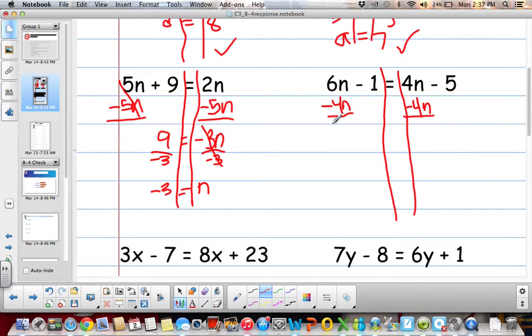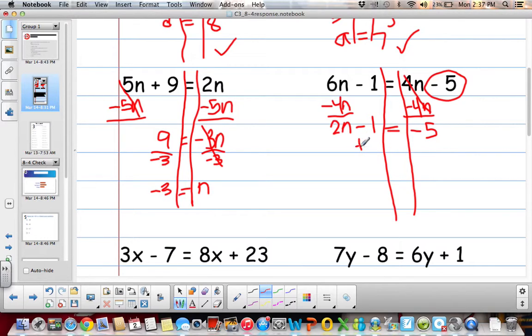So 6n minus 4n is 2n. Keep my 1 for now. 2n minus 1 equals, because 4n minus 4n now is gone, I bring this down, but because it's subtracting 5, my negative sign goes with it, so negative 5.